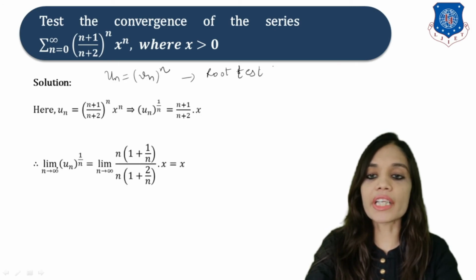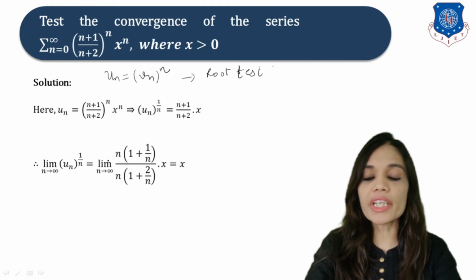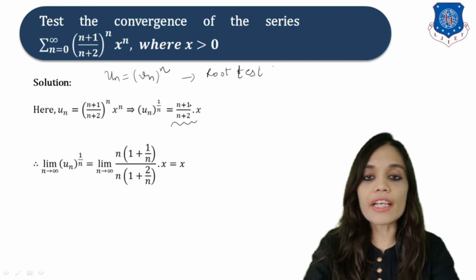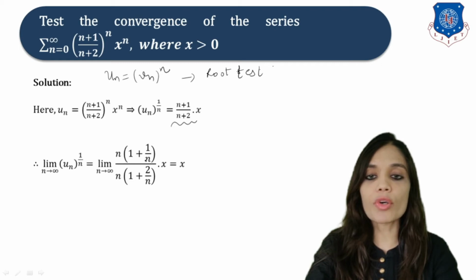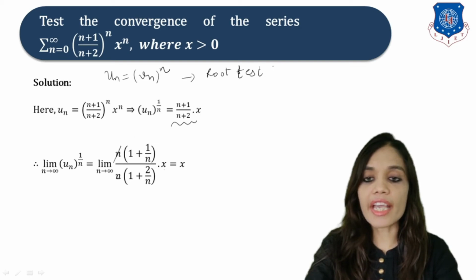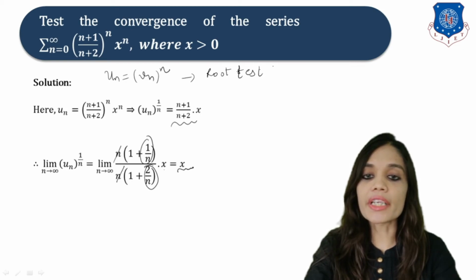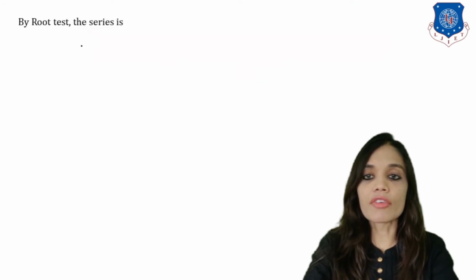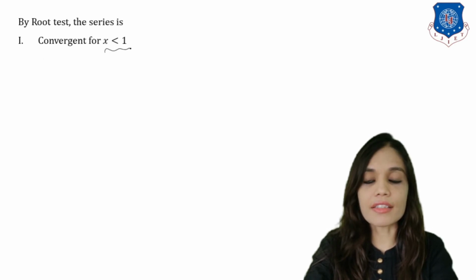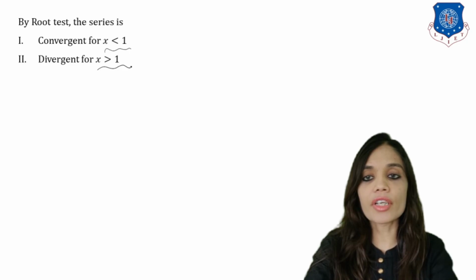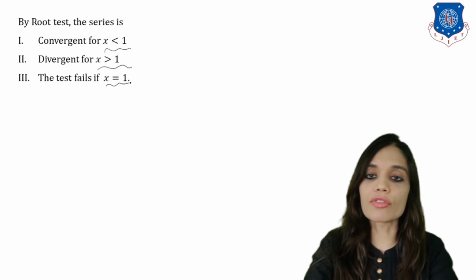Now let us find the limit n tends to infinity of un whole raised to 1 upon n. So it will be equal to the limit n tends to infinity. Now take out n common from the numerator and denominator. So you will get n times (1 plus 1 upon n) upon n times (1 plus 2 upon n) into x. Now again this n will get cancelled out and these limits will go to 0. So finally what will remain? x. Now applying our conditions of root test, we will get our series is convergent for x less than 1, divergent for x greater than 1, and the test fails if x is equal to 1.